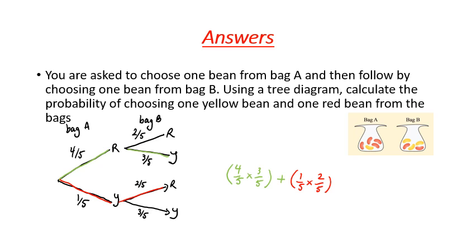This would give us 12 over 25 plus 2 over 25, which would give us a total of 14 out of 25 as our probability.